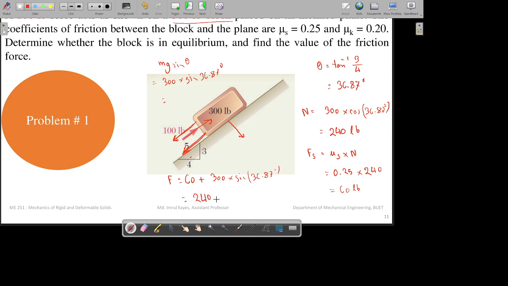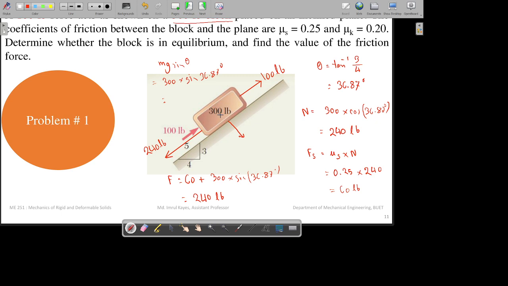Yeah, 240. So the downward force, let me now erase all the forces and make just one force. The summation of all the forces in that direction is 240 pound. And the upward force, I'm denoting it on the right side, is 100 pound. So we can see the downward force is greater than the upward force.